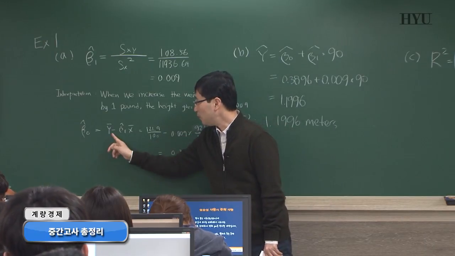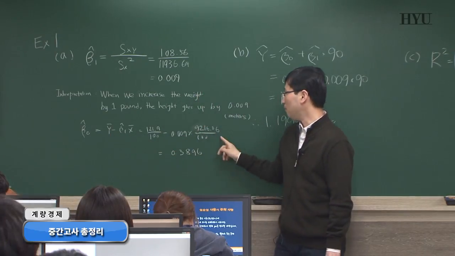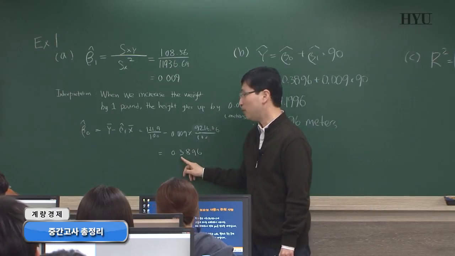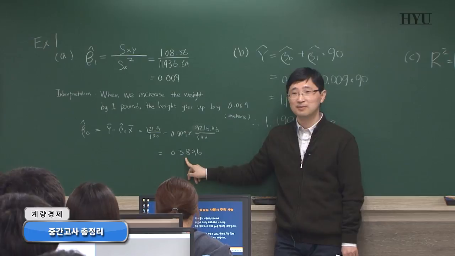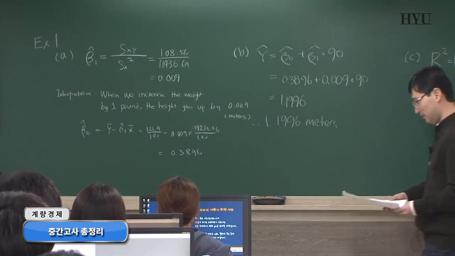So this is the formula for beta naught. You just plug in the numbers and you get 0.38. Did you get the same answer? Did you get it? Okay, this is excellent.